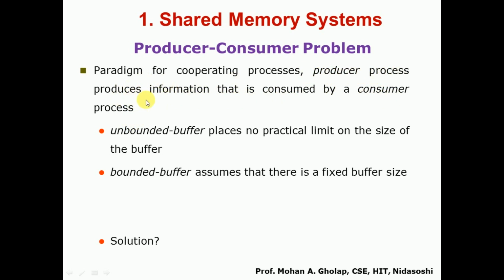Again, in order to implement the shared memory system, we have two approaches. One is the unbounded buffer, and the other is the bounded buffer. Unbounded buffer means there is no limit on the size of the buffer. We know that in the shared memory system a particular memory block is shared among the two processes, and that block of memory is usually called a buffer. If there is no limit, we call it an unbounded buffer, and if there is a limit, meaning the buffer size is fixed, it is called a bounded buffer.